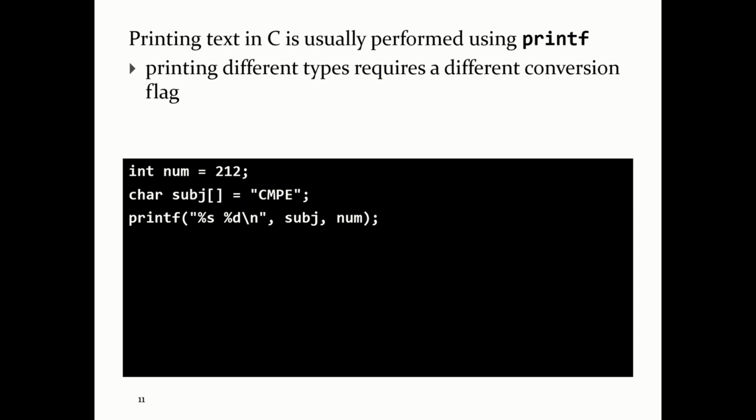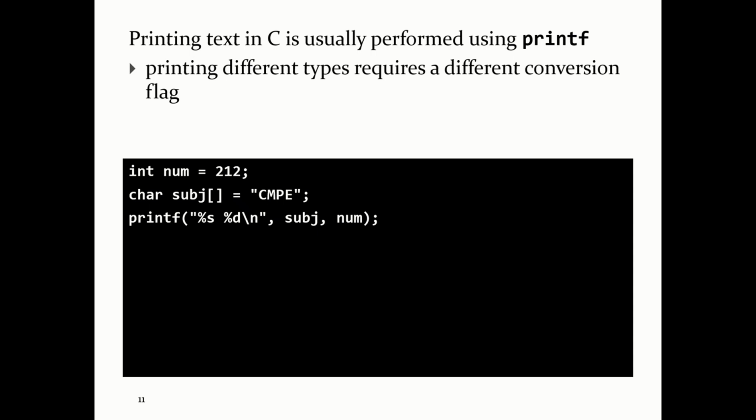Printing text in C, you use printf, or something else, but usually it's printf. When you want to print something, you have to know the type of the thing you're printing, and then you have to use a different conversion. And if you want it to have a certain width, you've got all sorts of crazy things. So if I want to print CMPE212 using printf, I could use %s to convert the string, put a space in, use %d to interpret 212 as a number, and then put in \n for the new line. And that would print out CMPE space 212 new line.